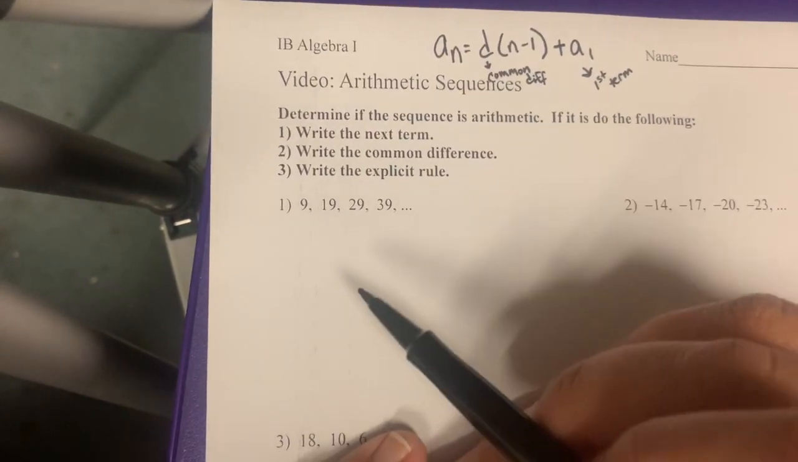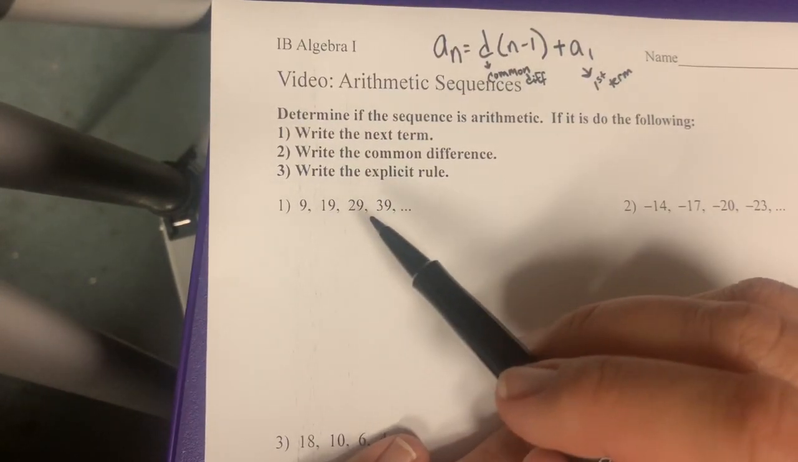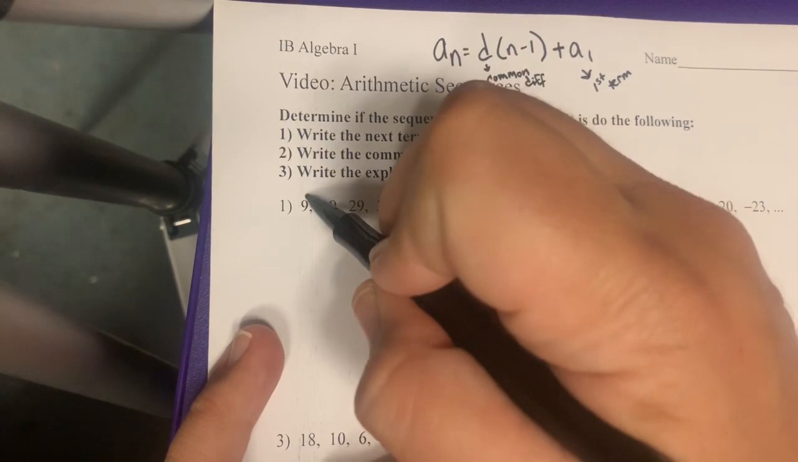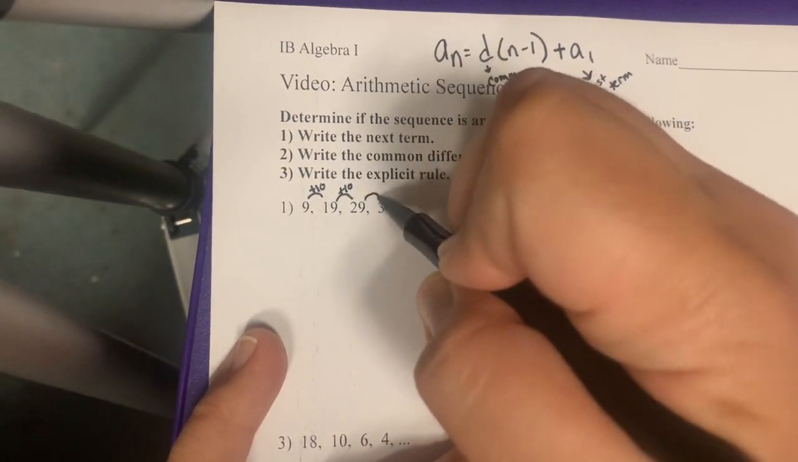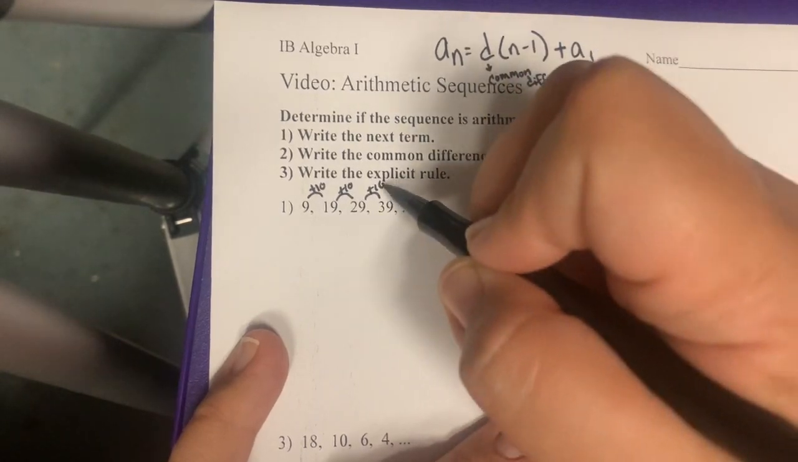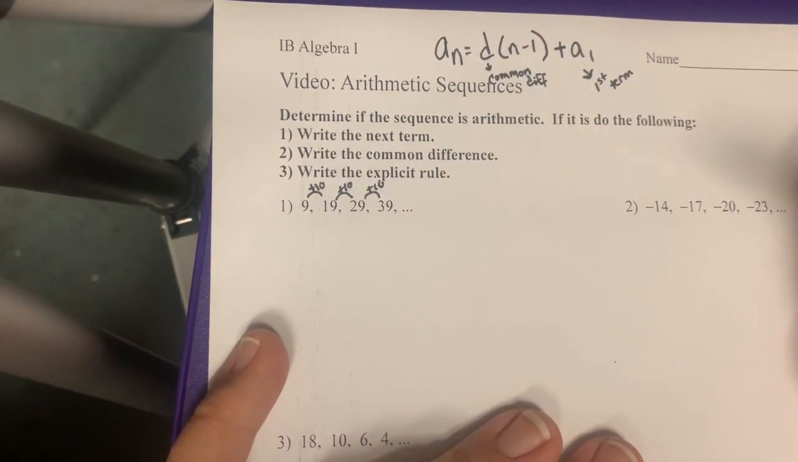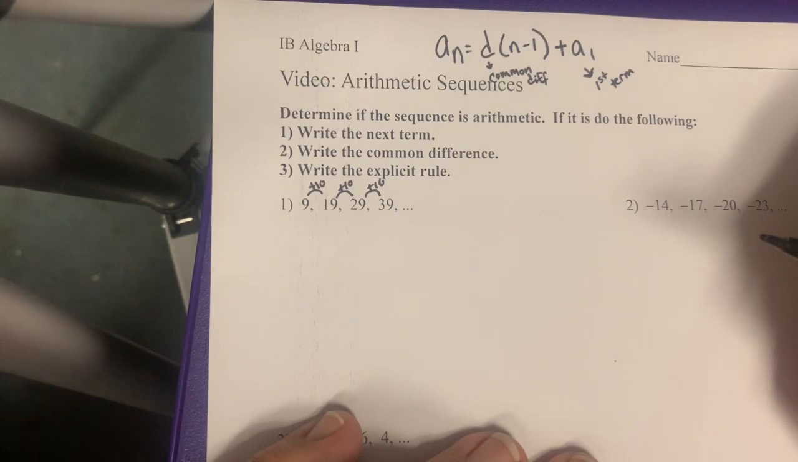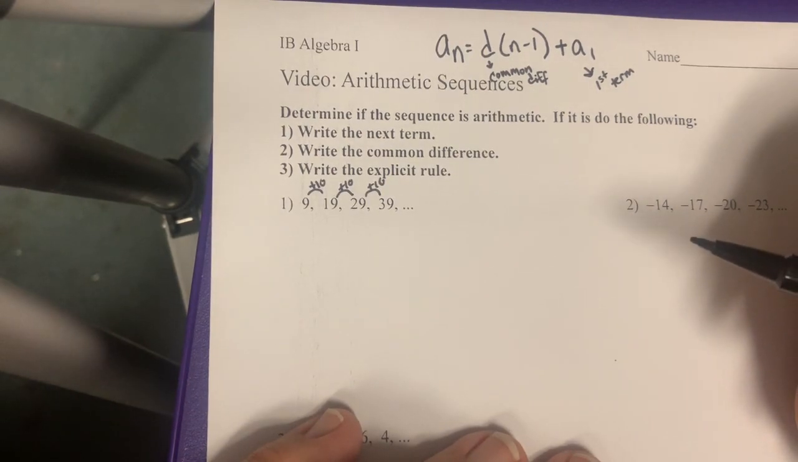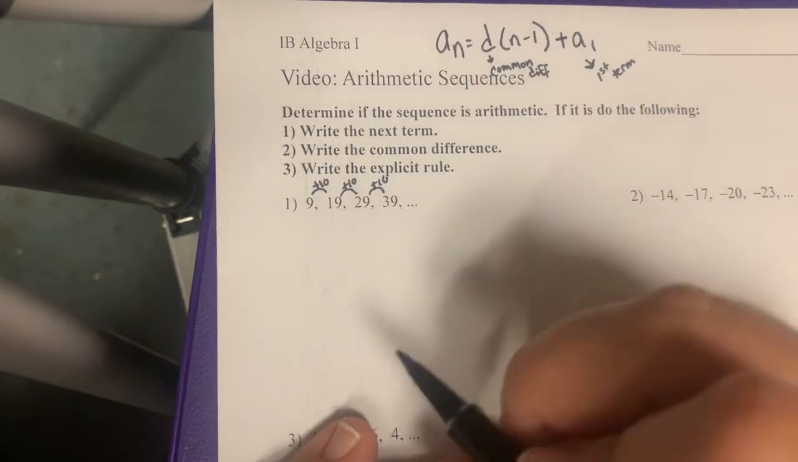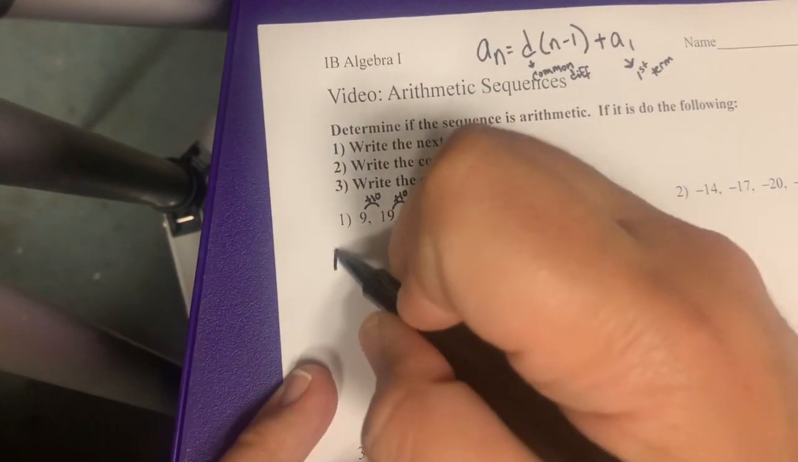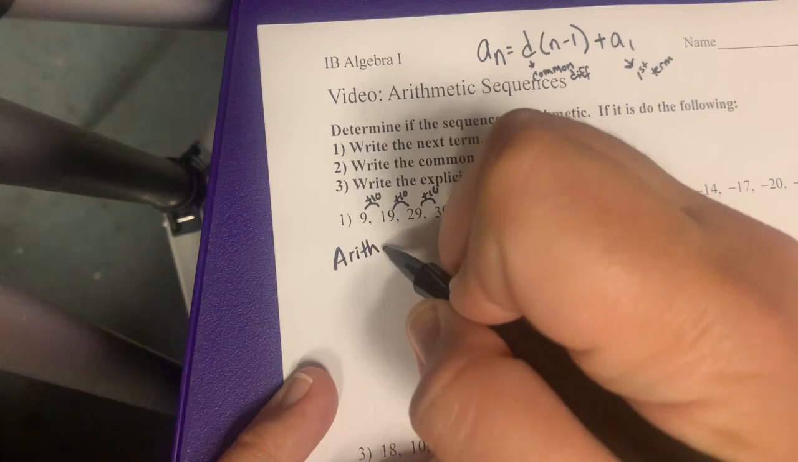When I look at this first one, 9, then 19, then 29, then 39, I can see quickly that they're adding 10 each time. So plus 10, plus 10, plus 10, next one would be plus 10 as well. Knowing that it's adding 10 each time tells us that it's an arithmetic sequence because there is a common number that they're adding every single time. So I can say this is arithmetic. So I'm going to start by writing that.